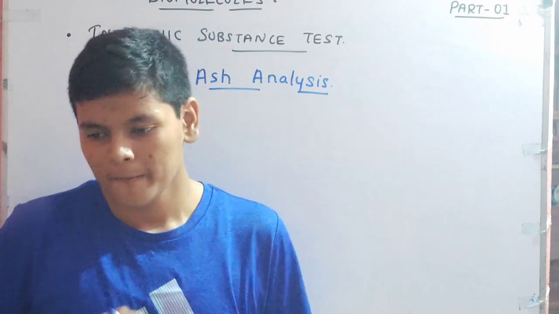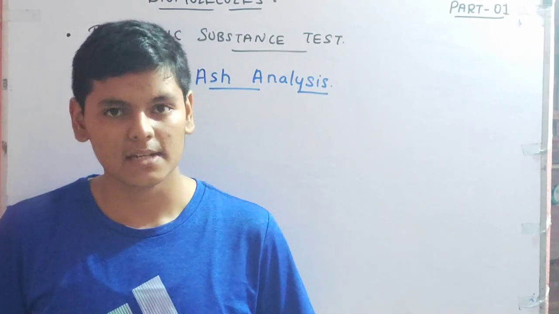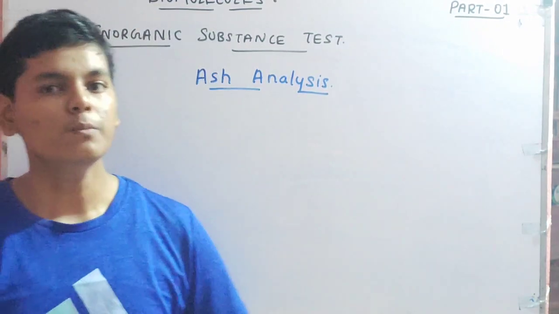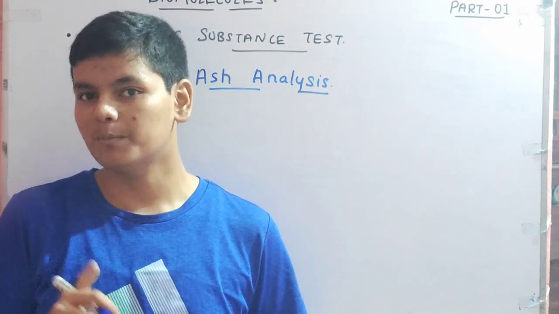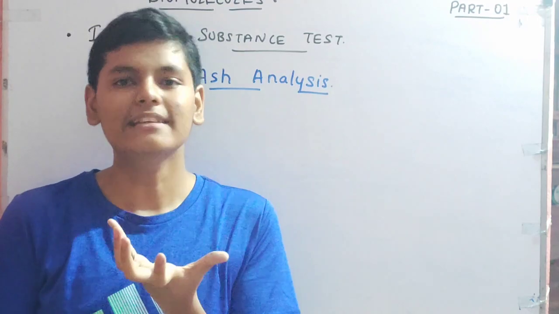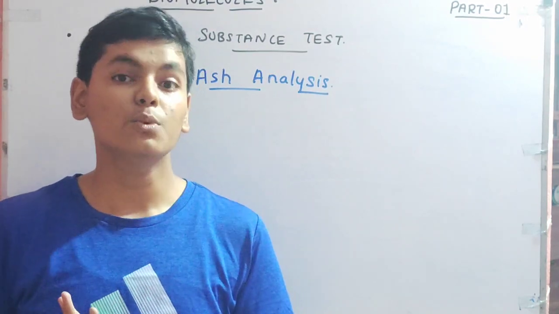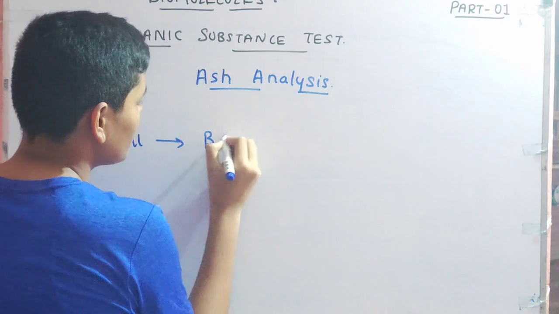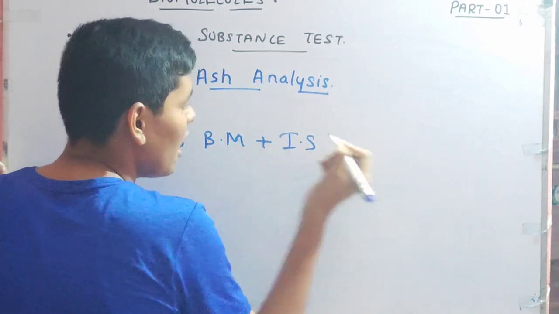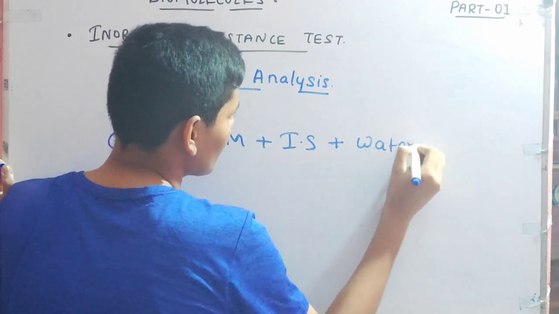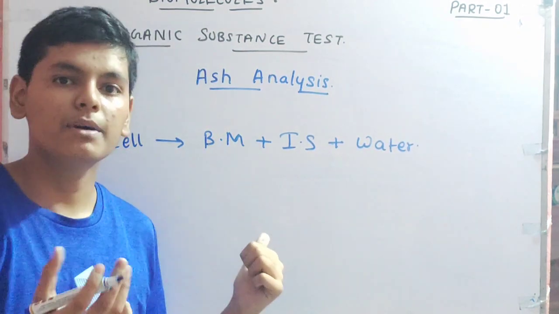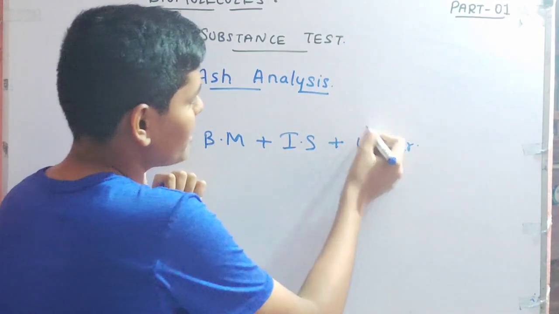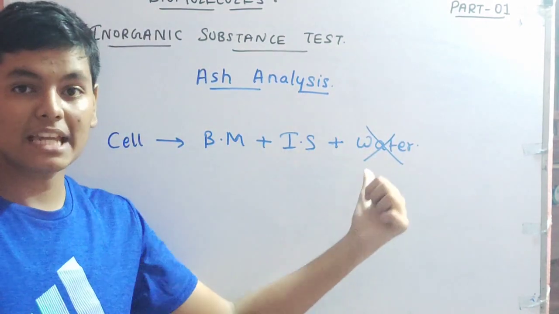So for this, what do we have to do? Again we have to take a piece of a living cell. Suppose a plant cell, a vegetable cell or a liver cell. This time we do not have to grind it. This time we have to burn it. So first we take that cell and we heat it a little bit. Actually, what is a cell? As we said, a cell is made up of biomolecules plus inorganic substances. Of course there is some water also, right? So we heat the cell, and because of that water gets eliminated through evaporation. Now the remaining part is biomolecules plus inorganic substances.